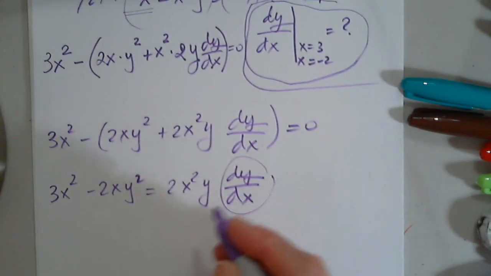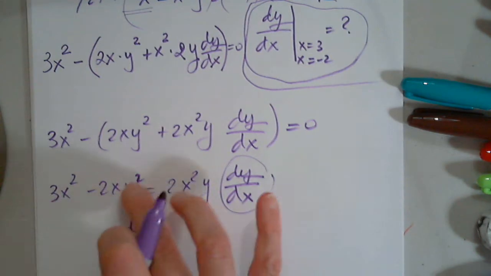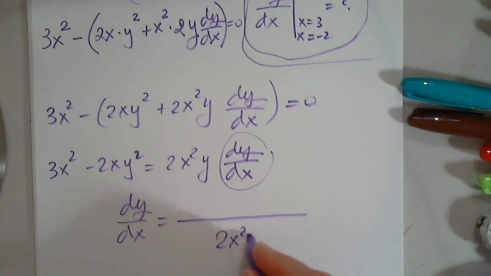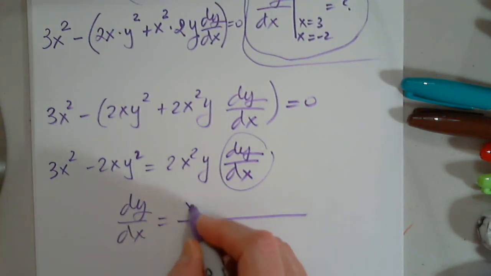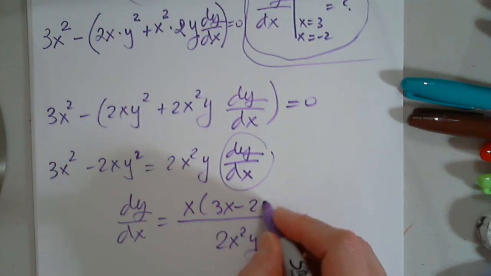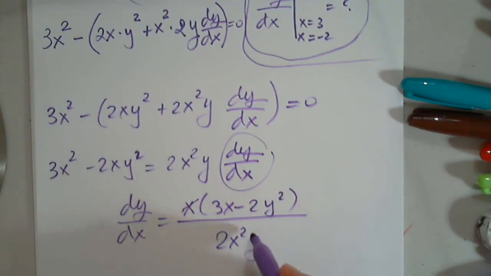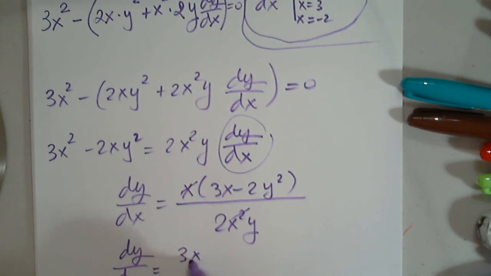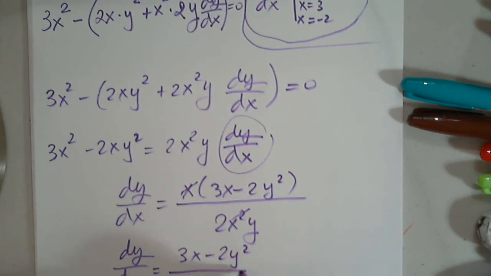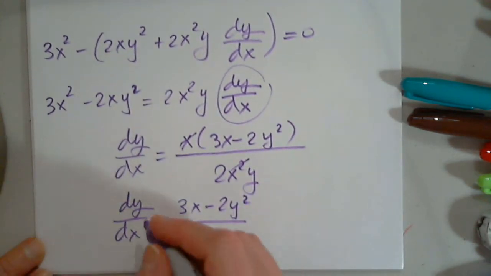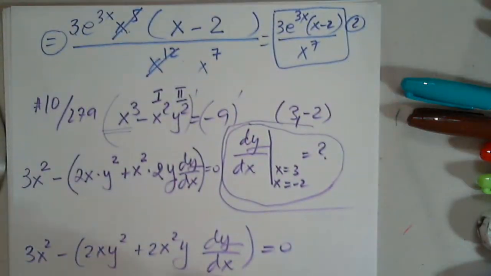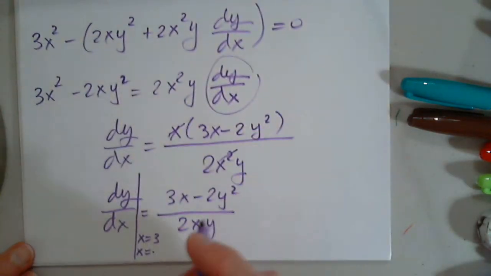So now I will solve for dy over dx, dividing all this piece by the constant in front of it, so to speak. So 2x squared y, and the top has an x in common, so I have x times (3x minus 2y squared). Why? Because I want to simplify if I can. So then finally dy over dx will be (3x minus 2y squared) over 2xy. This is when I plug in now x equals 3 and y equals -2.